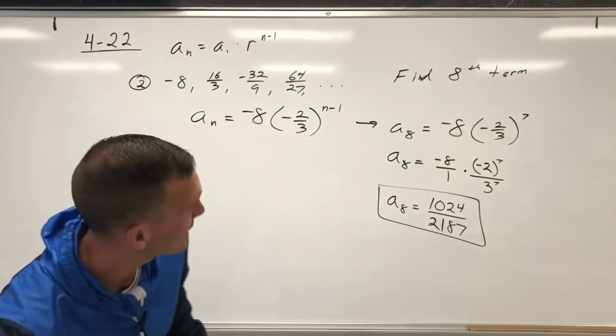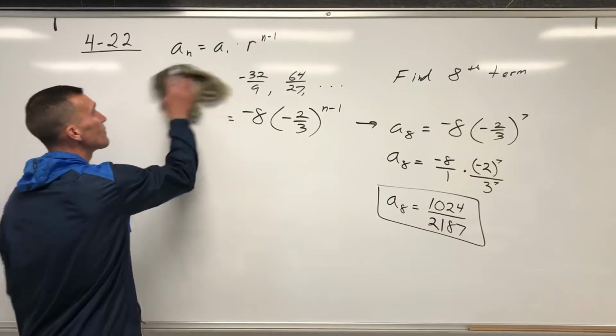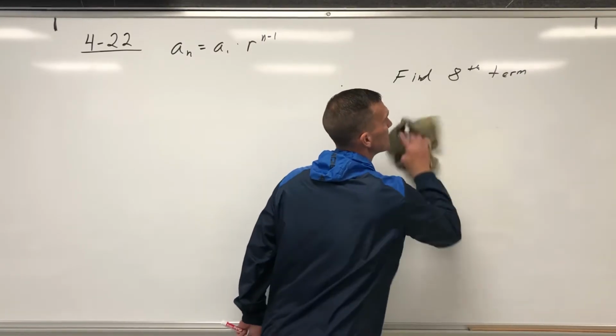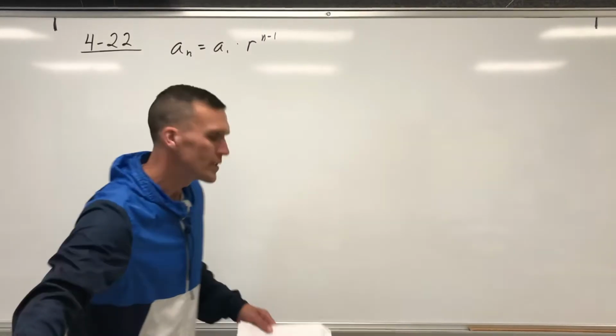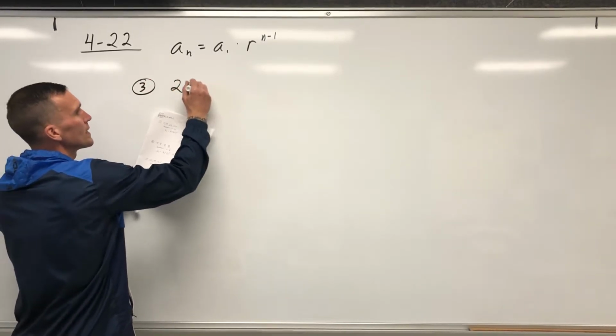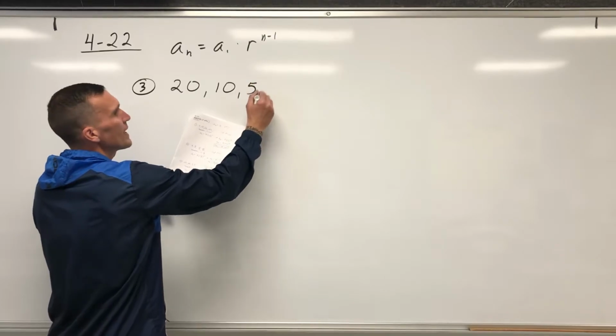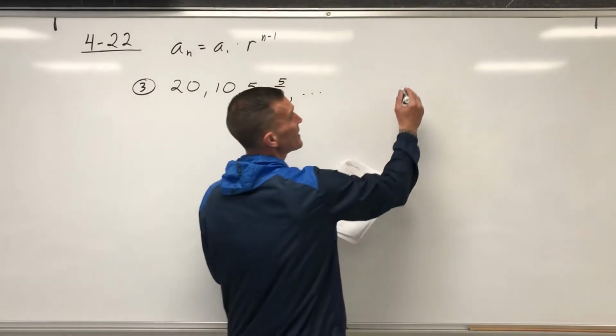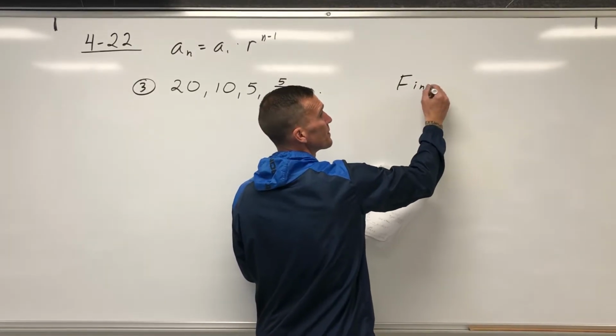All right, last example. It's a very similar problem to number 2, except something might reduce. All right, so here is number 3. We have 20, then 10, then 5, then 5 halves, dot, dot, dot. And we're going to find the 11th term.